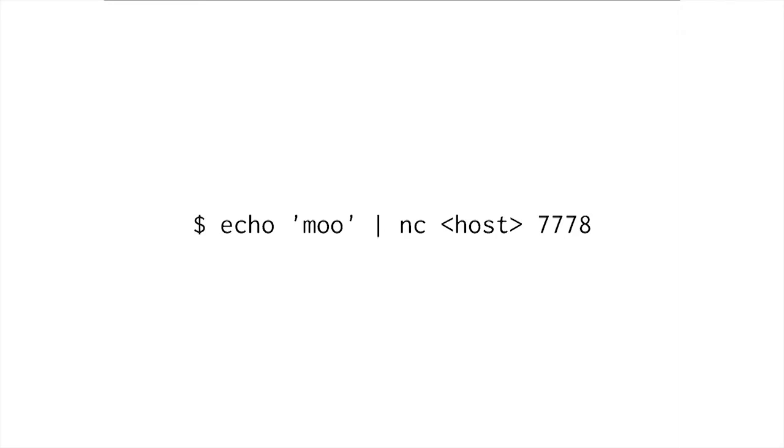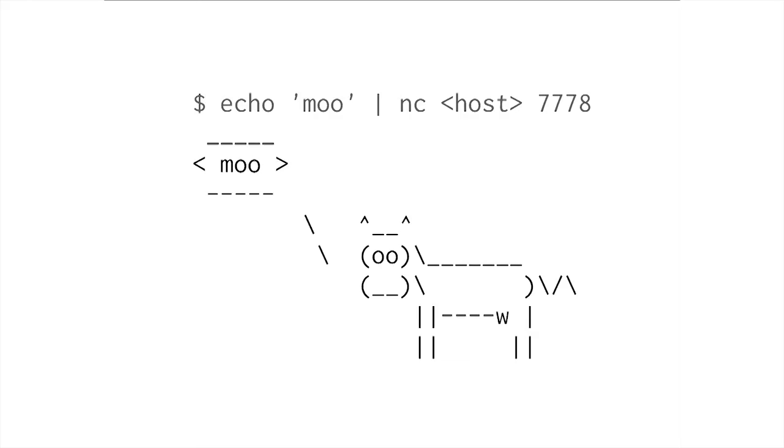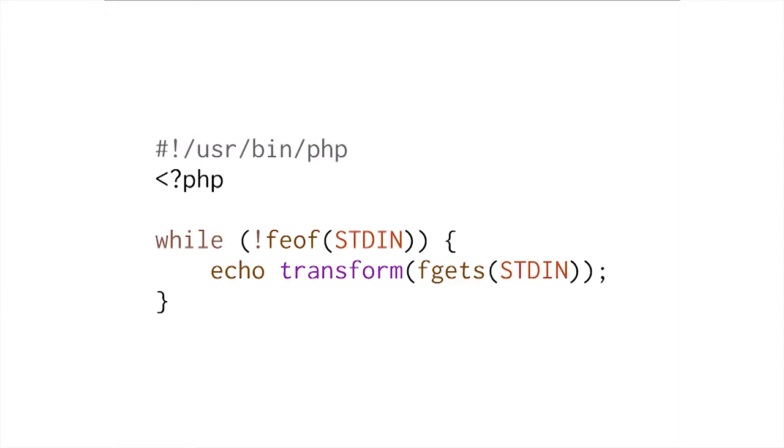So now, when you want to connect to it, you can just echo whatever, or have some output of another command, pipe that into netcat, and the other end will then receive whatever you sent it and return you something like this. So this is pretty nice. But it's still not that useful.